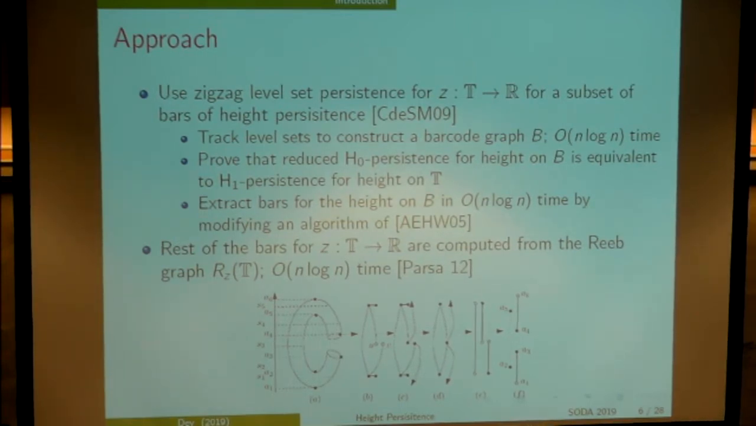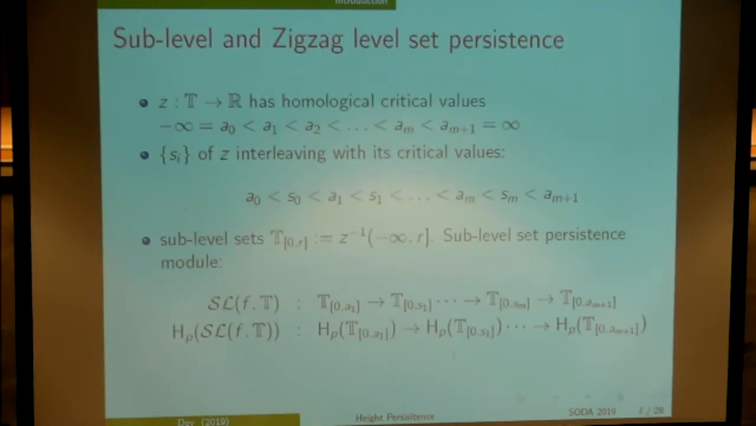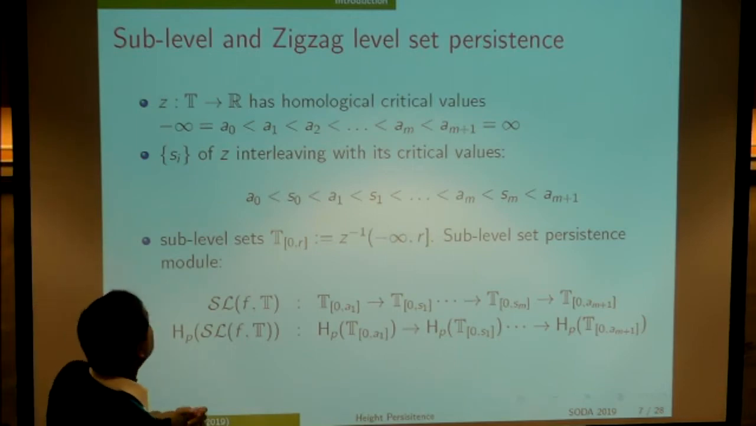And both Reeb graphs can be computed in n log n time by Parsa in 2012 by his algorithm. So everything is n log n. Okay, so sublevel and zigzag set persistence. Let me go a little faster.